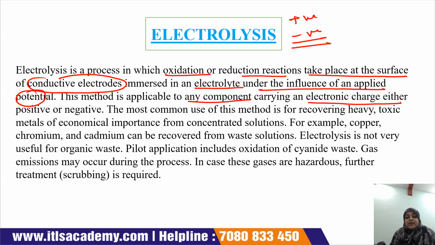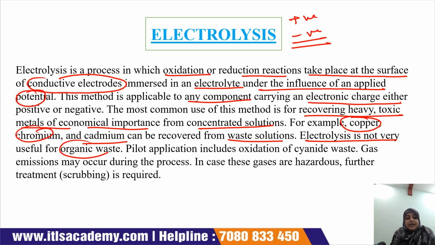Now this method is commonly used for the recovery of heavy toxic metals of economic importance. So the electrolysis method is basically used when we have to recover heavy toxic metals for economic use from the concentrated solution. For example, copper, chromium, cadmium can be removed from a waste solution. Electrolysis is not very useful for organic waste. That means that we cannot use electrolysis in the case of organic waste.